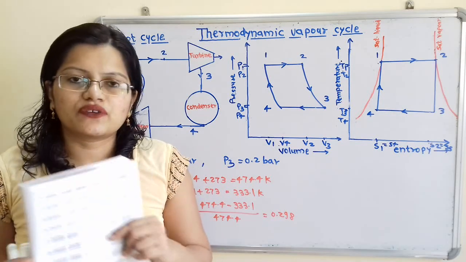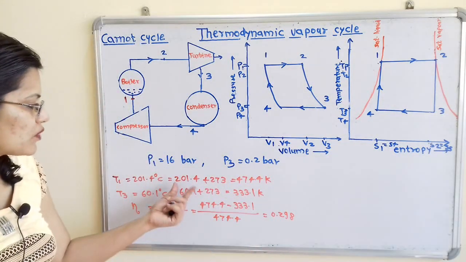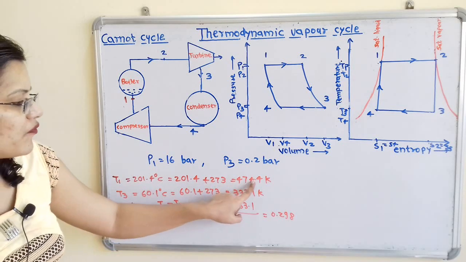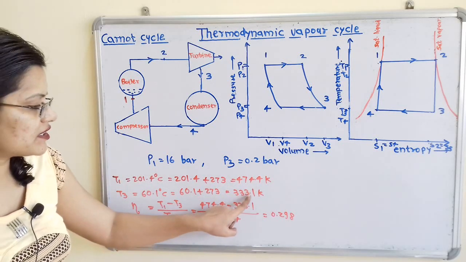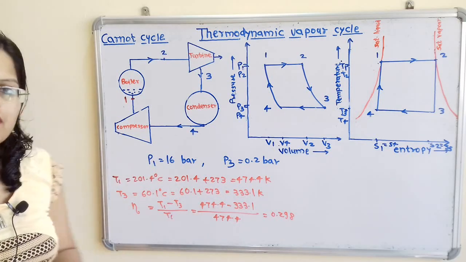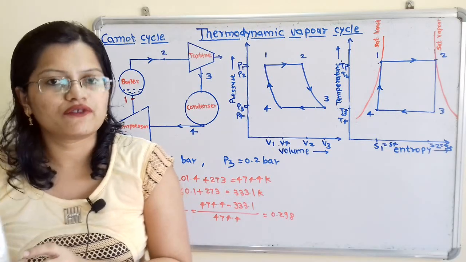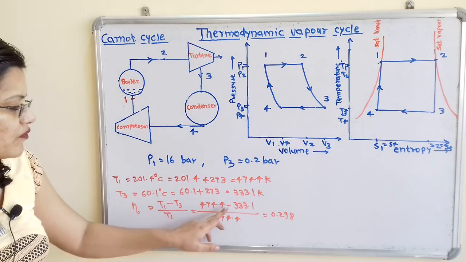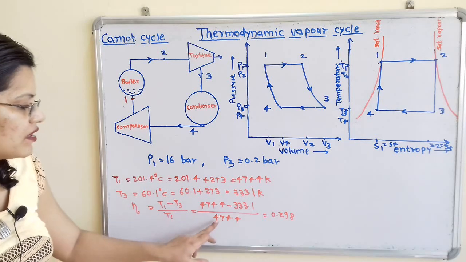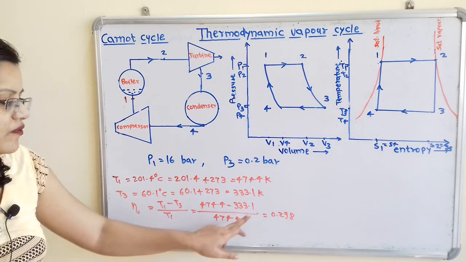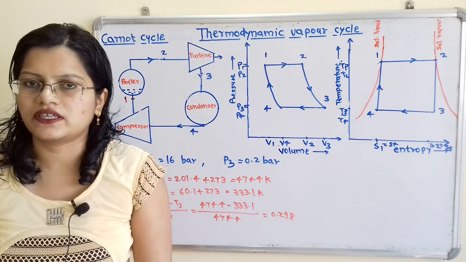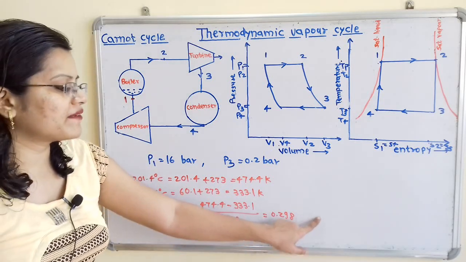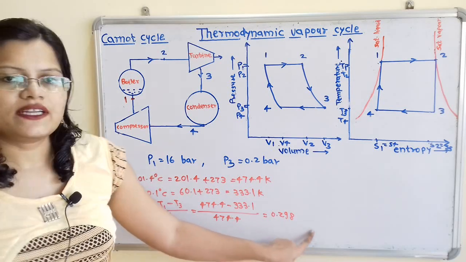Now while calculation we have to convert these temperatures into Kelvin, that is we have to add plus 273. So here 474.4 Kelvin and 333.1 Kelvin. Now how to calculate efficiency for Carnot cycle? We have formula T1 minus T3 by T1, that is 474.4 minus 333.1 divided by 474.4, which is equal to 0.298. So we can also convert this into percentage by multiplying with 100, that is 29.8%.